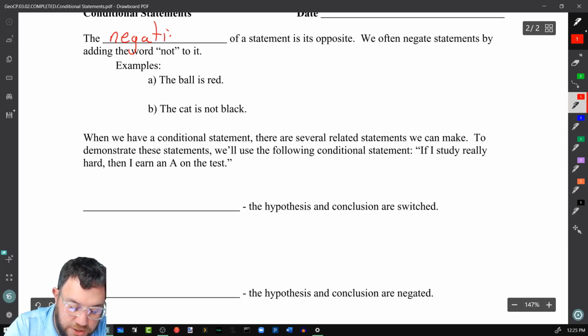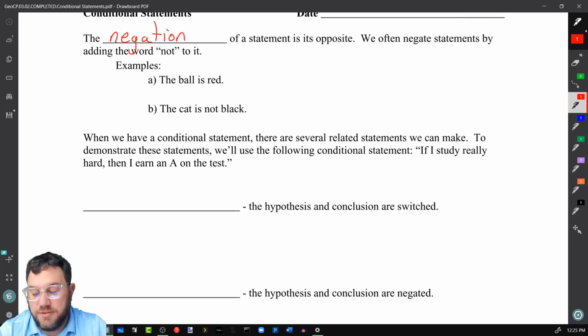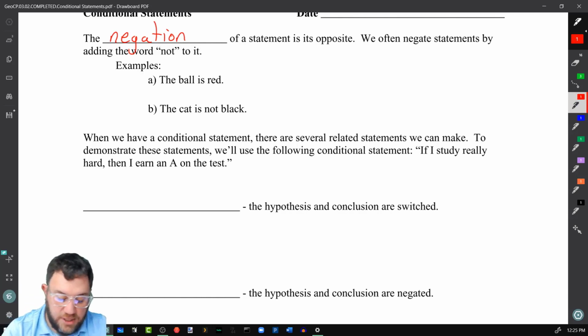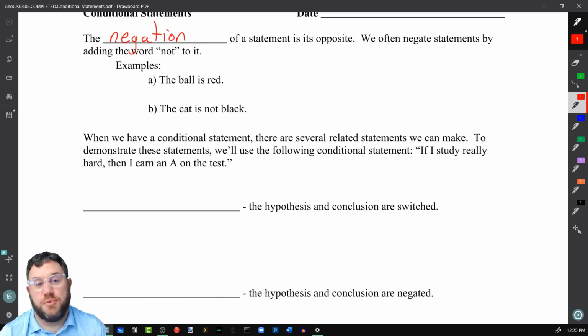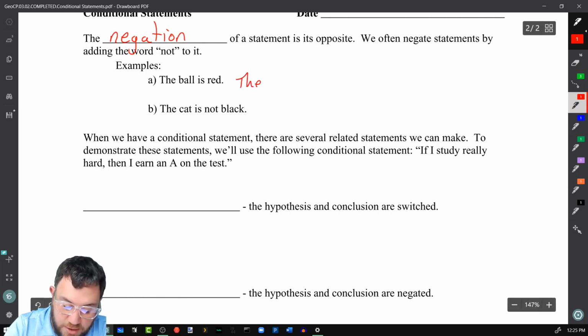The negation of a statement is its opposite. And you've been doing this for a long time. We often negate statements by adding the word not to it. Sometimes we have to add more than just the word not to make it make sense grammatically. But that's essentially what we're doing when we negate something. So if we wanted to say the ball is red, if we wanted to negate that, we'd say the ball is not red.